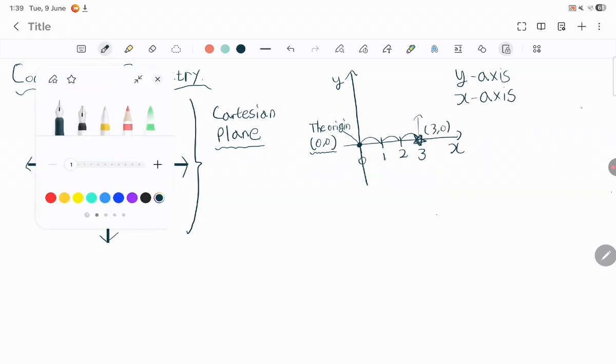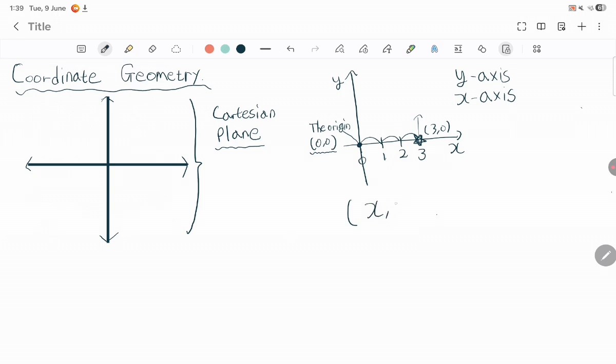So if you see coordinates like x, y, that basically means move x steps across, and then move y steps up from the origin. Then these coordinates are x, y.